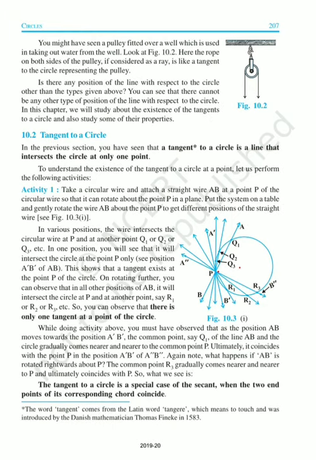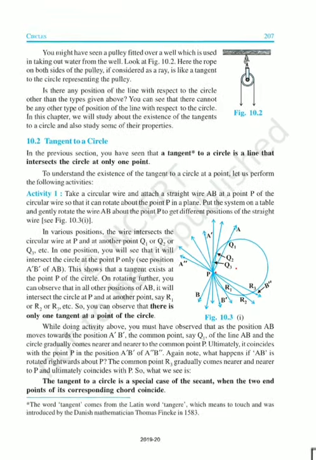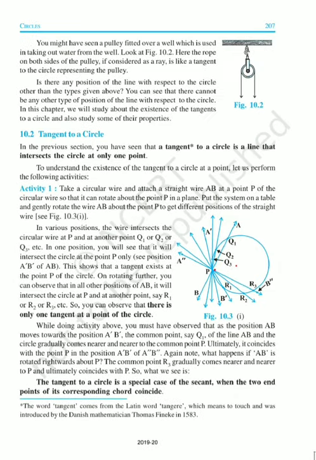Ultimately, it coincides with the point P in the position of A dash B dash and A double dash B double dash. Again note, what happens if AB is rotated rightwards about P? The common point R3 gradually comes nearer and nearer to P and ultimately coincides with P. So, what we see in this is that the tangent to the circle is a special case of the secant when the two end points of its corresponding chord coincide.